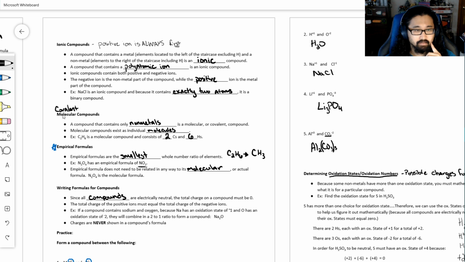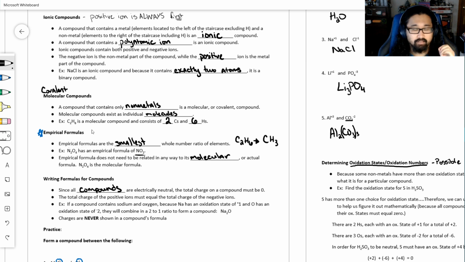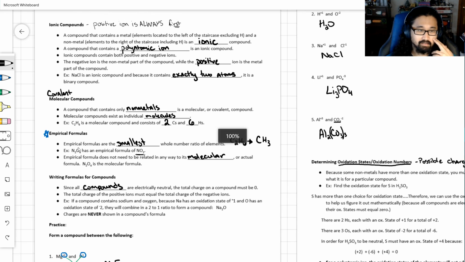Another thing that you should be able to do is recognize the difference between how to identify an ionic compound, which is something with a metal and a non-metal, or something that has a polyatomic, and molecular compounds, so something that has only nonmetals. Please remember that empirical formula is oddly specific. If you see empirical formula, you need to reduce the numbers down as far as possible. All right? I can guarantee there's going to be at least one empirical formula question. Probably exactly one.